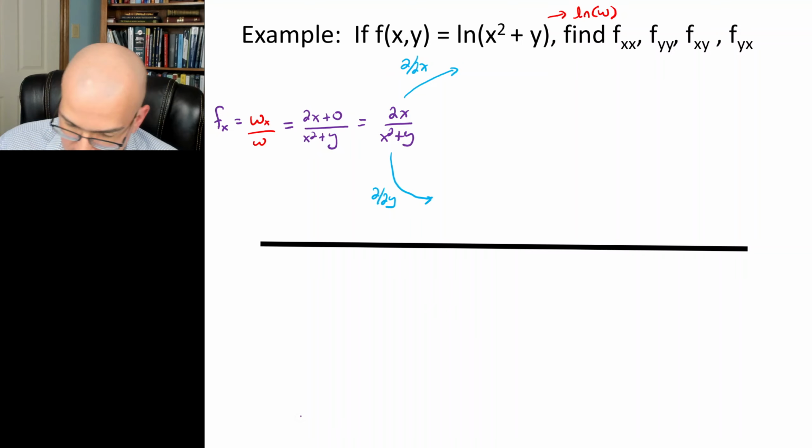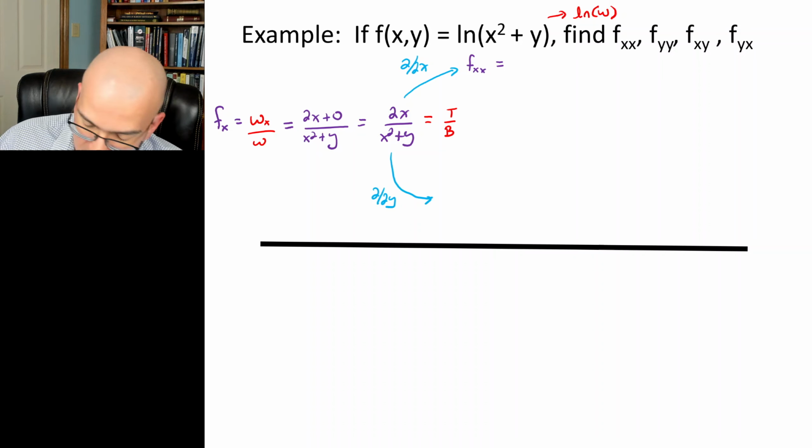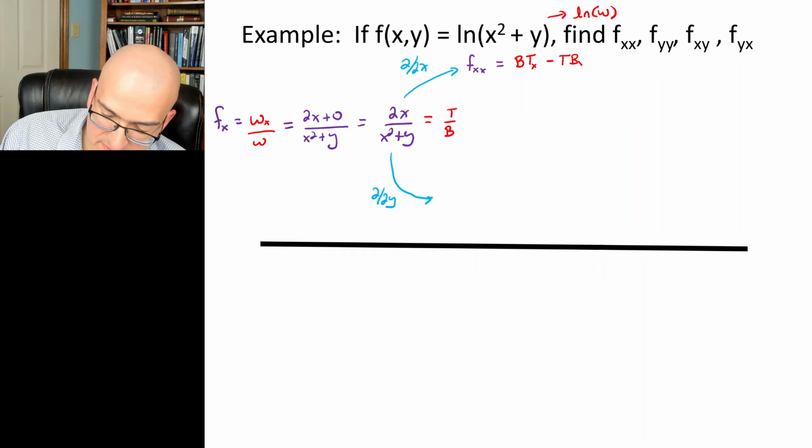Okay, so f sub x is going to be treating this as a quotient rule, because we have to. This is the top function or bottom function. We will have the bottom function times the derivative of the top with respect to x, so not tb prime, but not bt prime, but bt sub x, minus tb sub x, all divided by b squared.